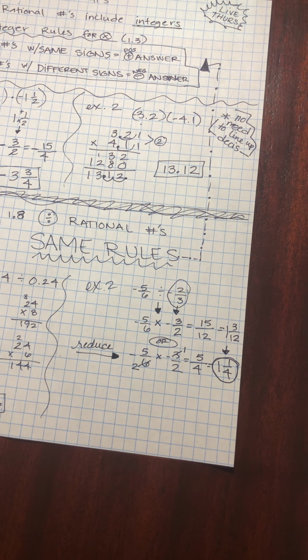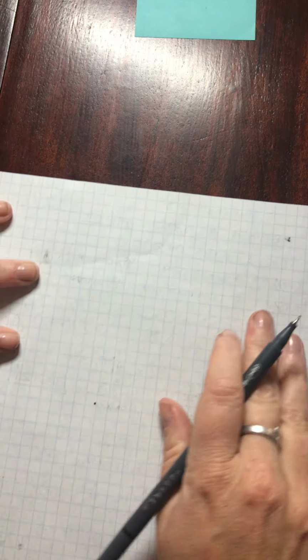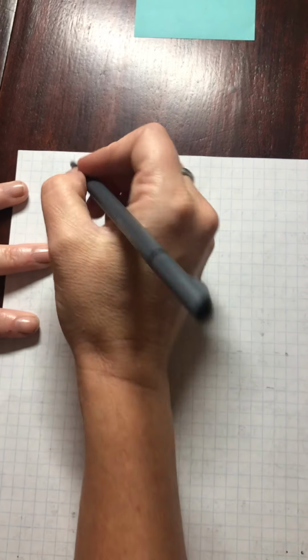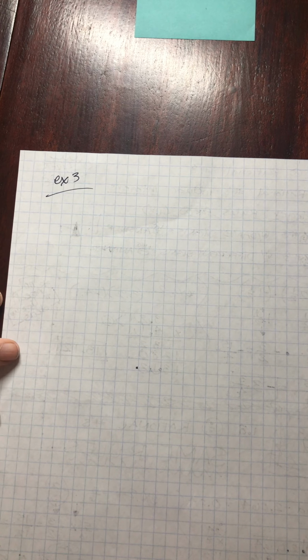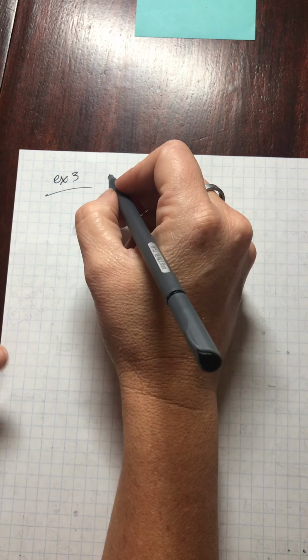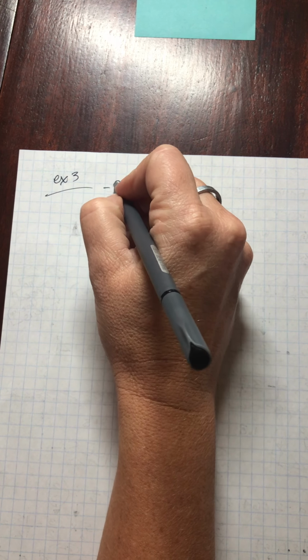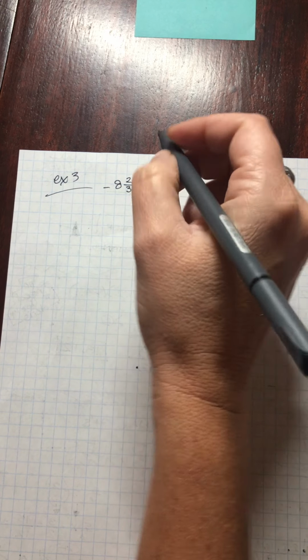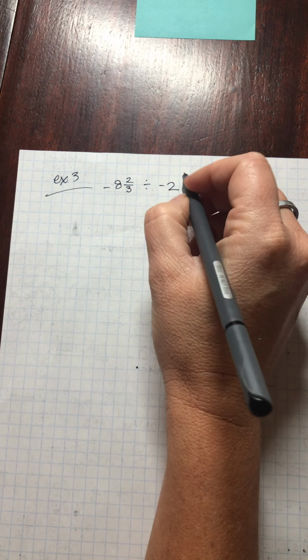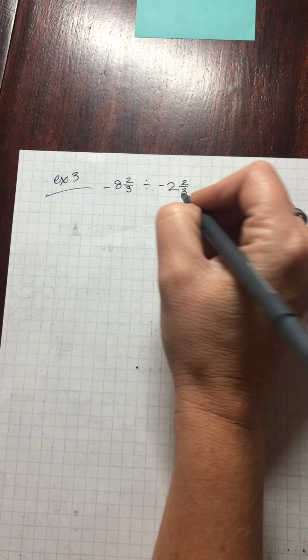Okay, let's do one more. I'm out of room. I'm going to flip it over for our last example. So example 3. This time we're going to do mixed numbers. So let's say we have -8 and 2/3 divided by -2 and 2/3.